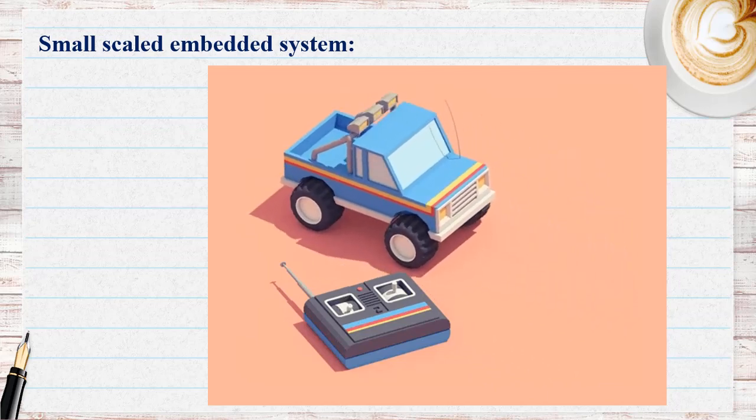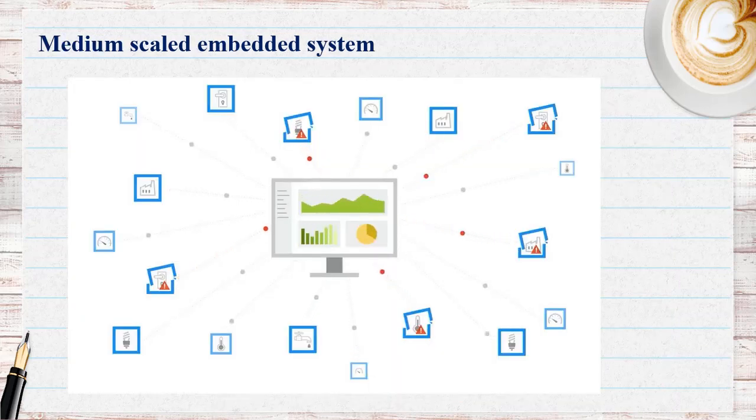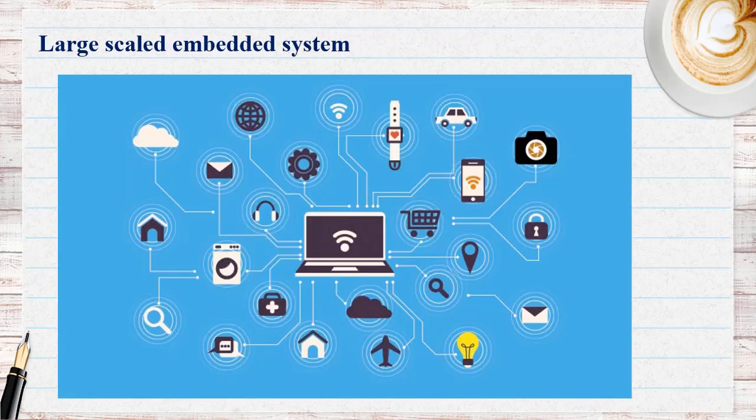Example is an electronic toy. An embedded system supported by a 16 or 32-bit microcontroller or microprocessor, with external RAM and ROM, that can perform more complex operations is a medium-scale embedded system. An embedded system supported by 32 or 64-bit multiple chips, which can perform distributed jobs, is considered a large-scale embedded system.